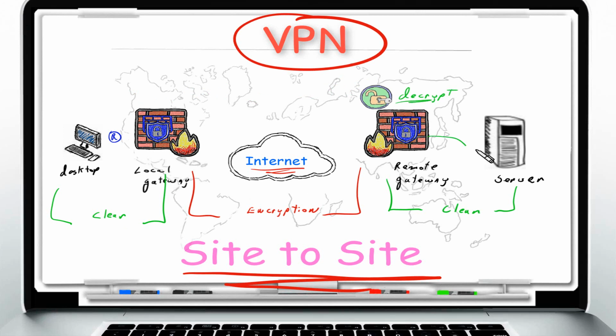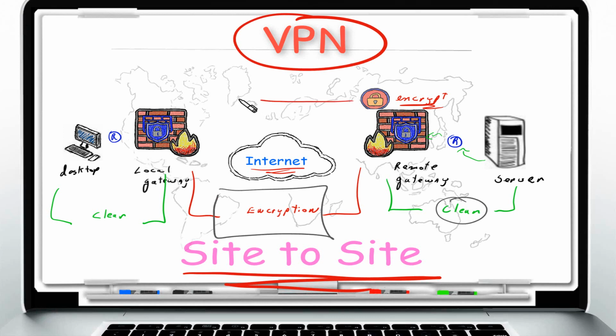And this process is repeated in the reverse direction. The server will reply back to the client in the clear. The packet is routed to the remote gateway. The remote gateway recognizes that it needs to encrypt the data. The data is encrypted. The packet is then routed through the internet, encrypted and protected. And when it arrives at the local gateway, it is then decrypted. And this process is repeated for every packet that is being exchanged between the client and the server.